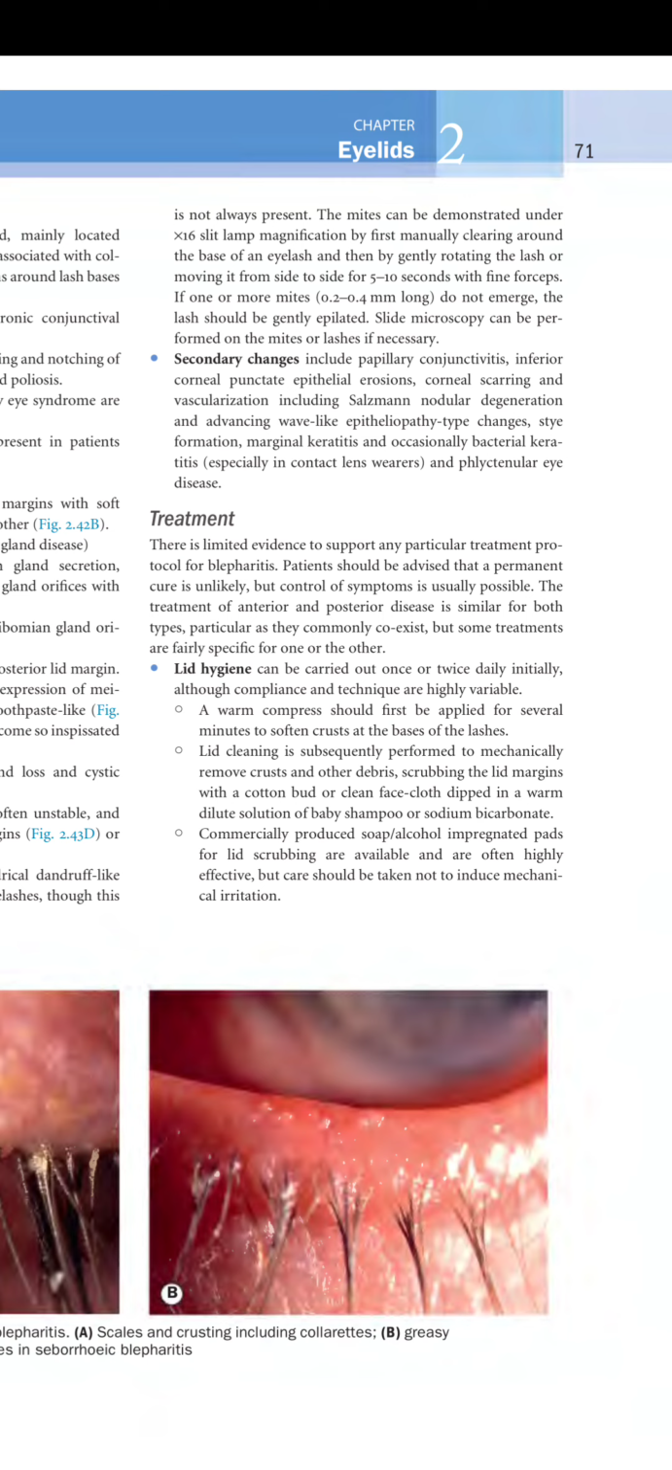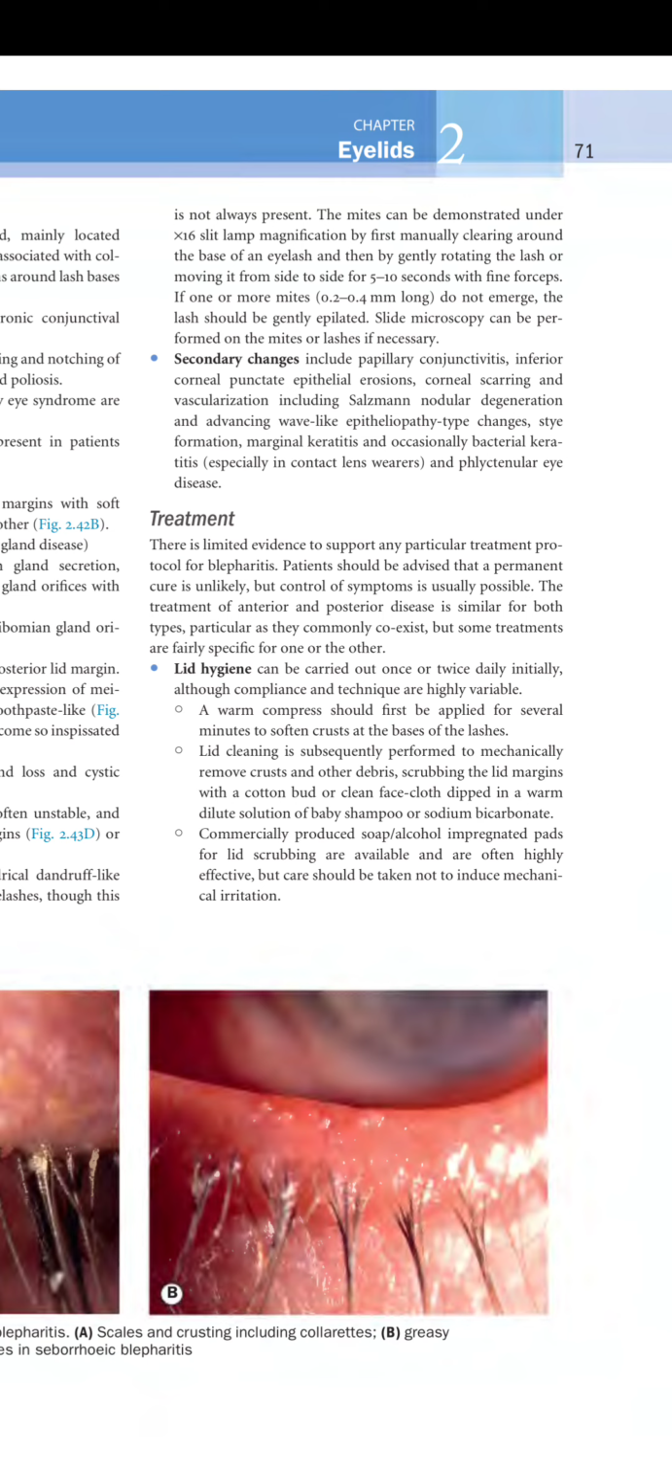So in this case, what you do is the slit lamp examination, and you first try to clear the base of the lashes from the exudates, and then you gently rotate the eyelashes and you see the mite can be present on the slit lamp.